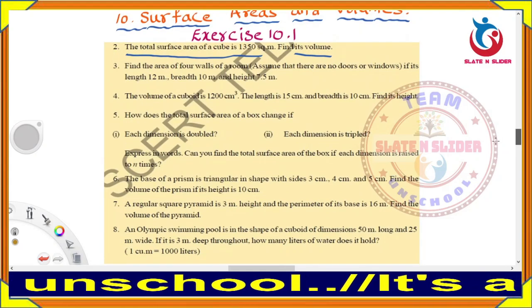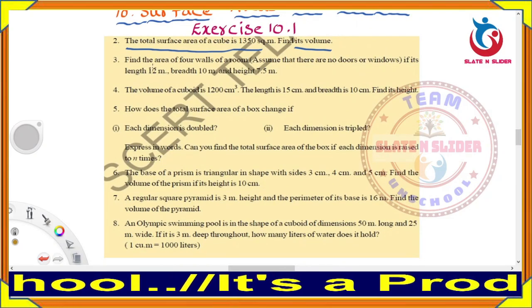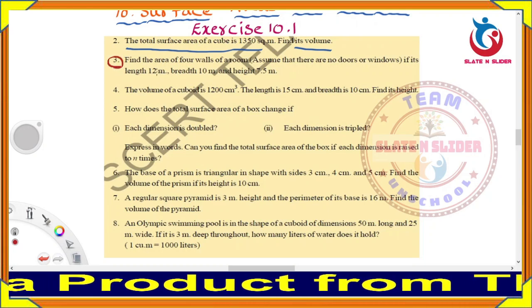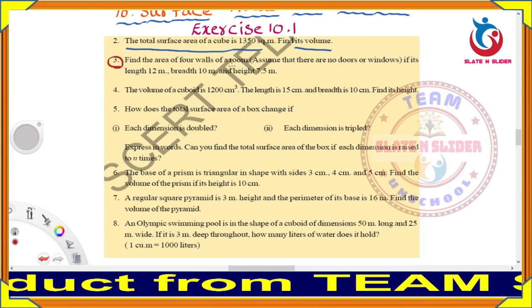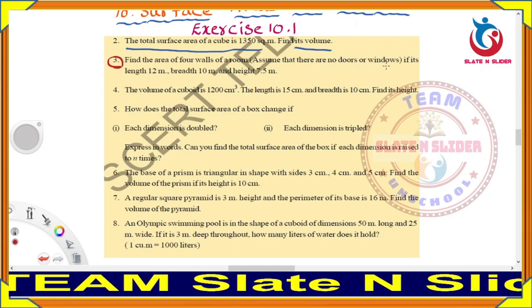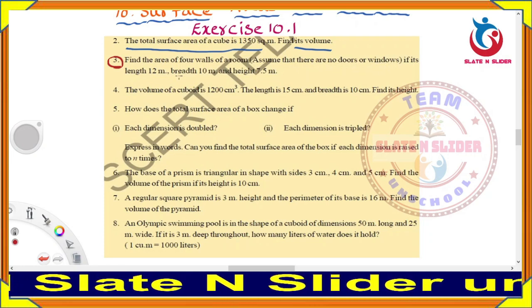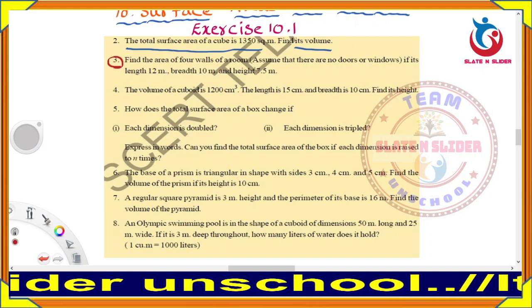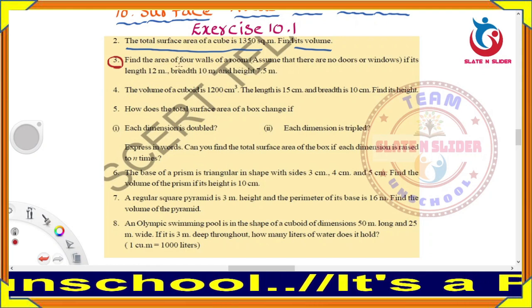that is the third one. Find the area of 4 walls. Just observe this third one. Find the area of 4 walls of a room. Assume that there are no doors or windows. If its length is 12 meters and breadth is 10 meters and height is 7.5 meters. So here find the area of 4 walls.